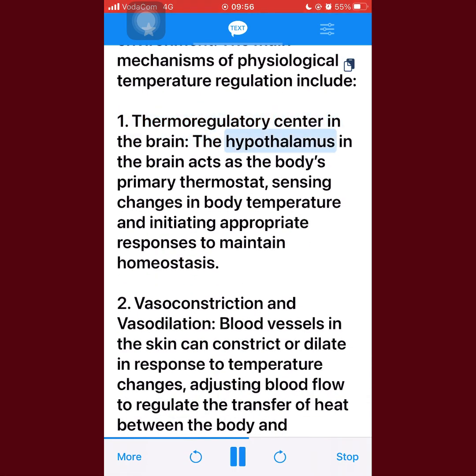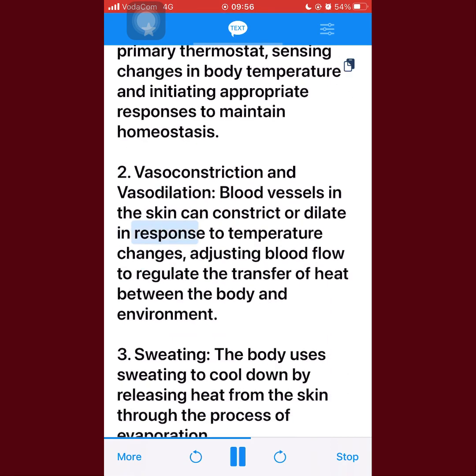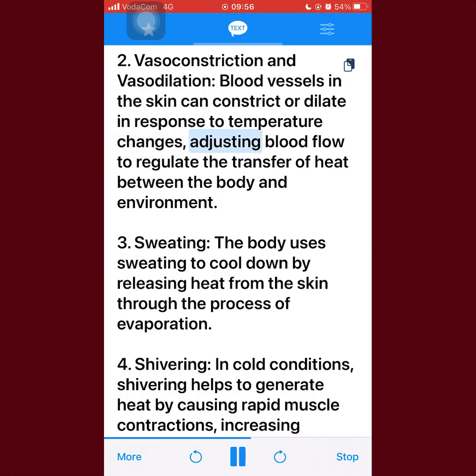The hypothalamus in the brain acts as the body's primary thermostat, sensing changes in body temperature and initiating appropriate responses to maintain homeostasis. 2. Vasoconstriction and vasodilation. Blood vessels in the skin can constrict or dilate in response to temperature changes, adjusting blood flow to regulate the transfer of heat between the body and environment. 3. Sweating. The body uses sweating to cool down by releasing heat from the skin through the process of evaporation.